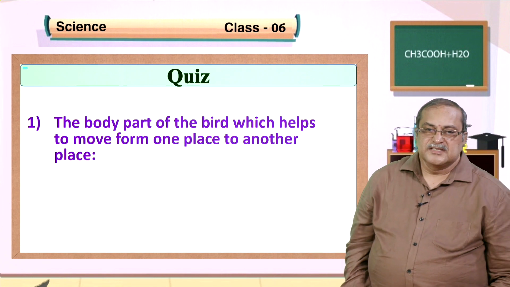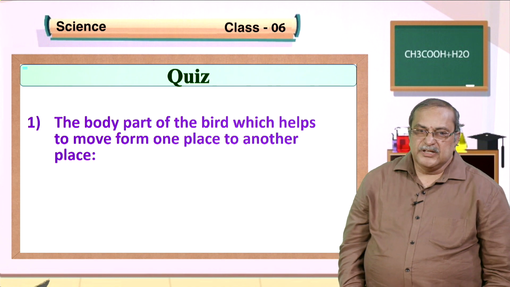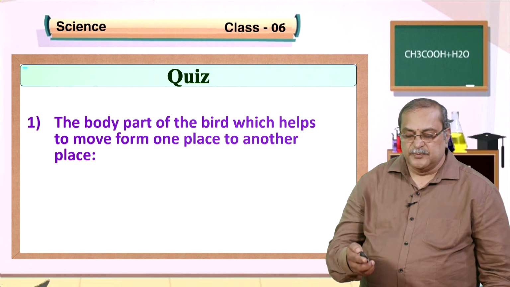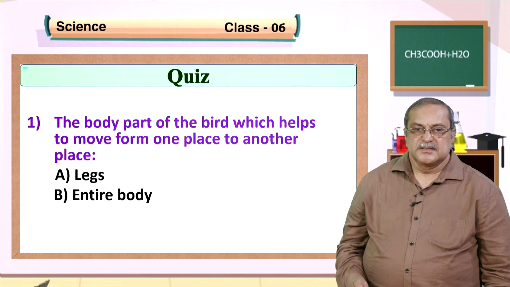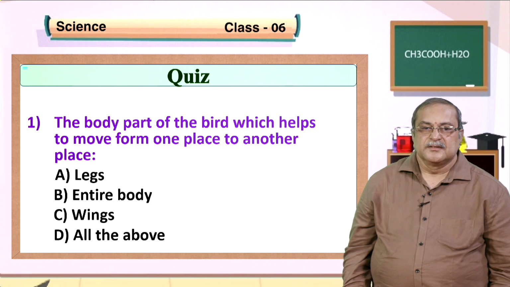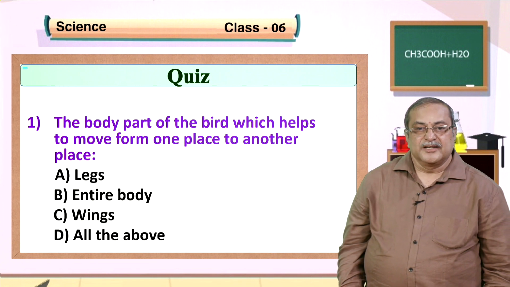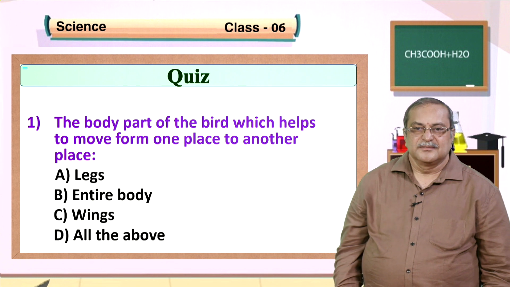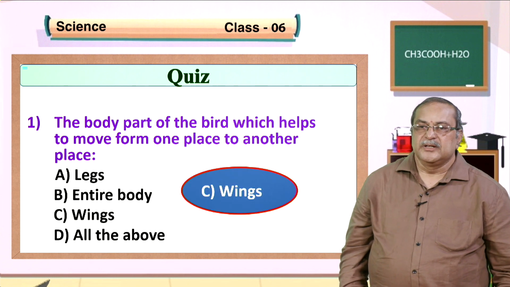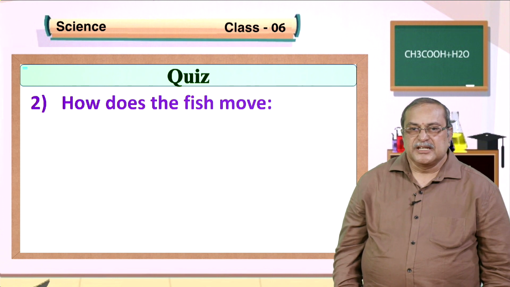Let us have the quiz. The body part of the bird which helps it to move from one place to another: legs, entire body, wings, all the above. So, think now. Already noted, you know the answer. Let us check it. Wings are the part which help in the movement of the bird from one place to another. Let us go to the next point.